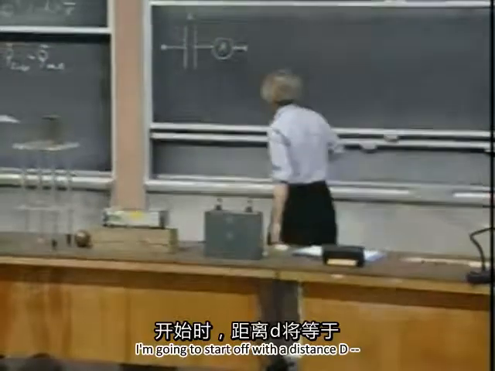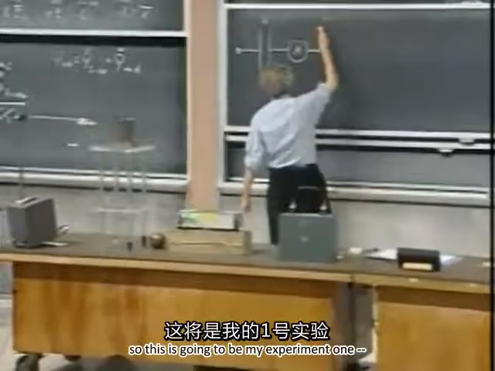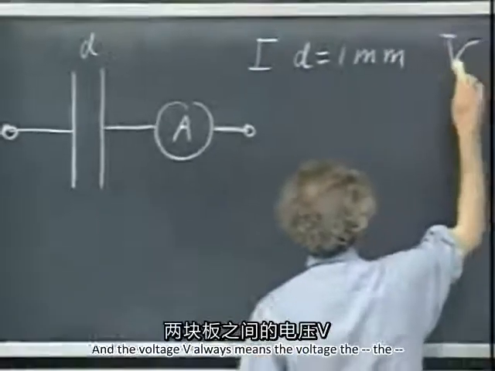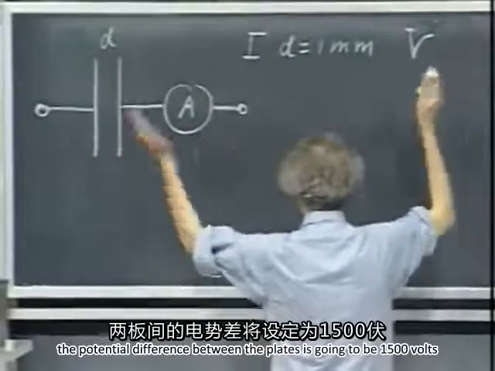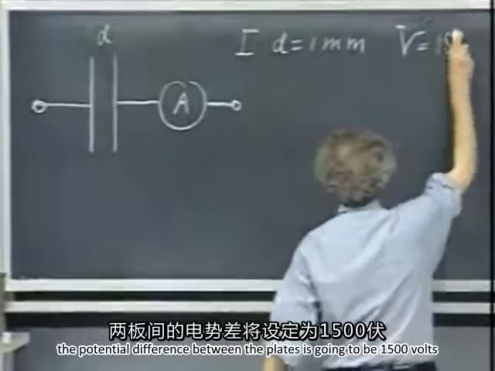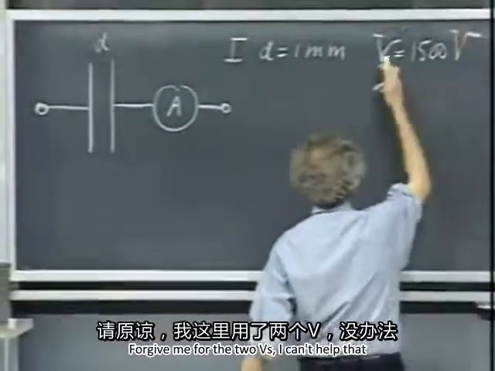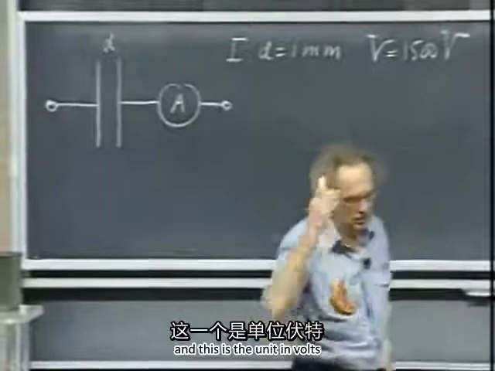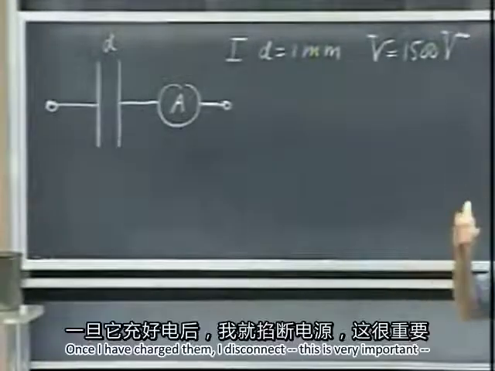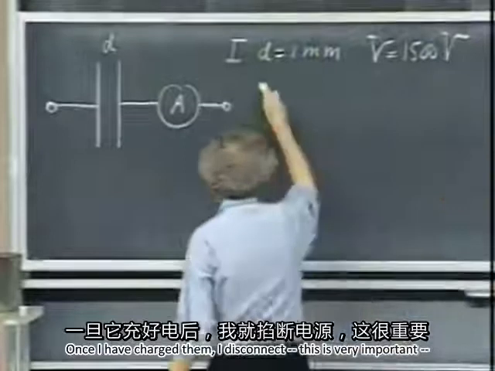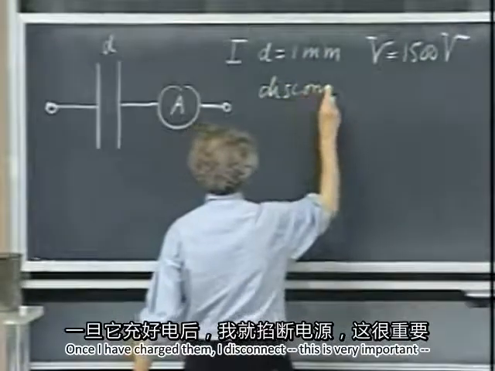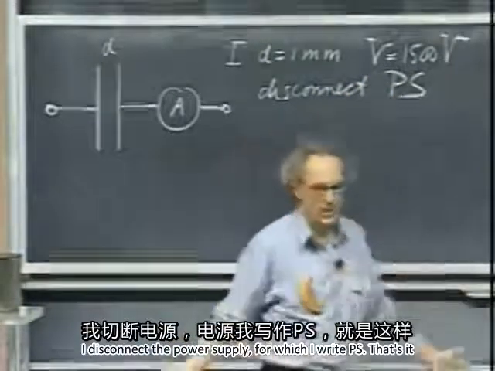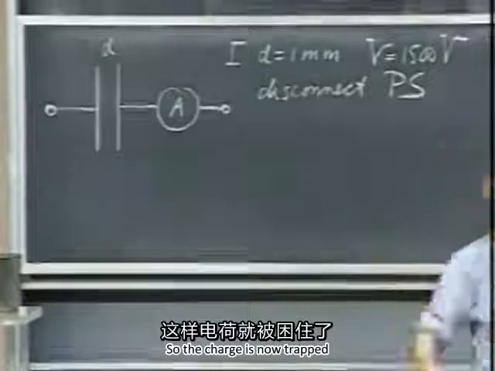I'm going to start off with a distance D, so this is going to be my experiment 1, with a distance D of 1 millimeter. And the voltage, V always means the potential difference between the plates, is going to be 1500 volts. Forgive me for the 2 V's, I can't help that. This means the potential difference, and this is the unit in volts. Once I have charged them, I disconnect, this is very important, I disconnect the power supply, for which I write PS. That's it. So the charge is now trapped.